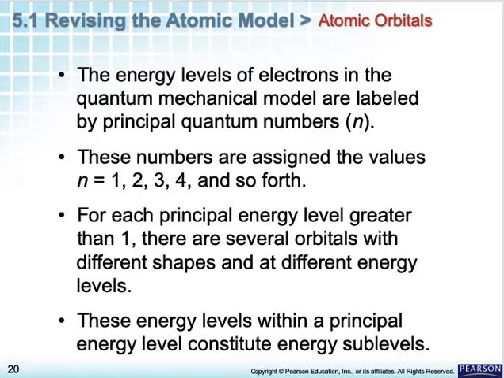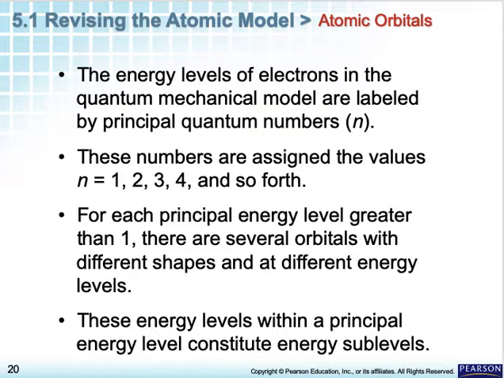The energy level of electrons in the quantum mechanical model, the principal quantum number, or the first quantum number we talk about, is n. And n is designated with integers starting at 1, going up to 7 if you're describing just the periodic table. But they actually go on to infinity. Each principal energy level greater than 1 can have sublevels.